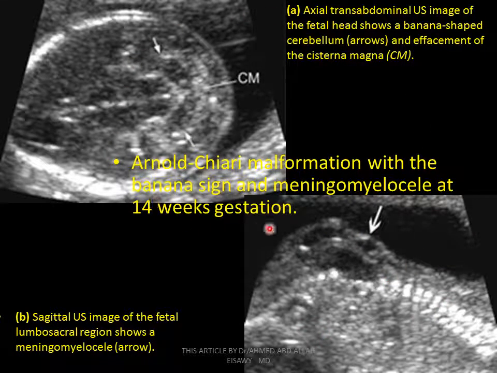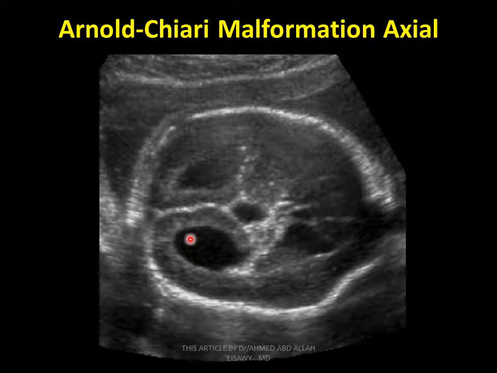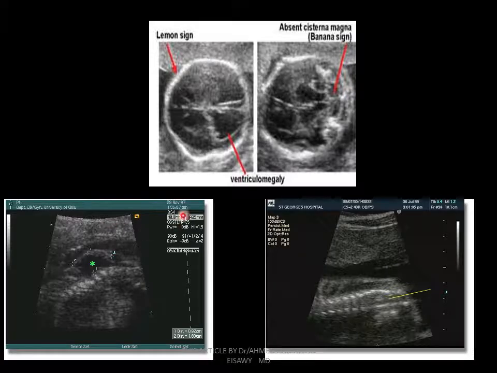Arnold Chiari malformation with banana sign and syringomyelocele at 14 weeks gestation. Arnold Chiari malformation, and this is axial. As we see in this Arnold Chiari malformation, lemon signs and absent cisterna magna. Lemon sign and banana sign of the cerebellum, lemon sign of the frontal bones, and ventriculomegaly.